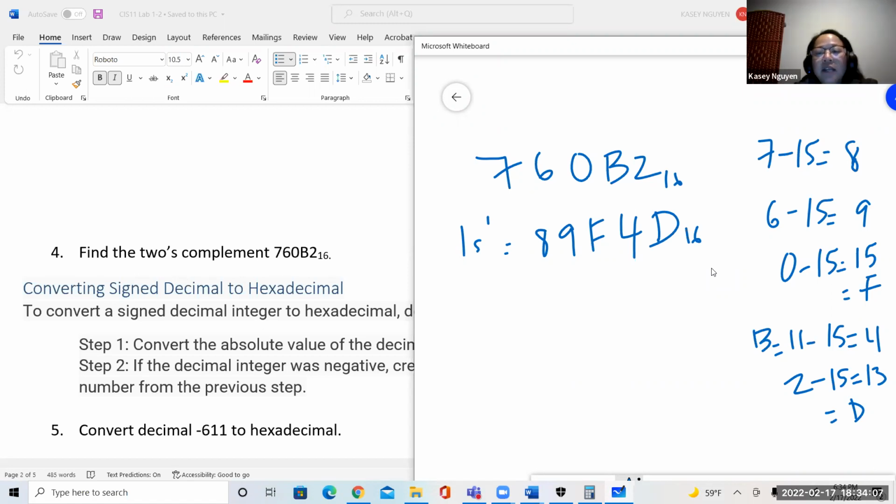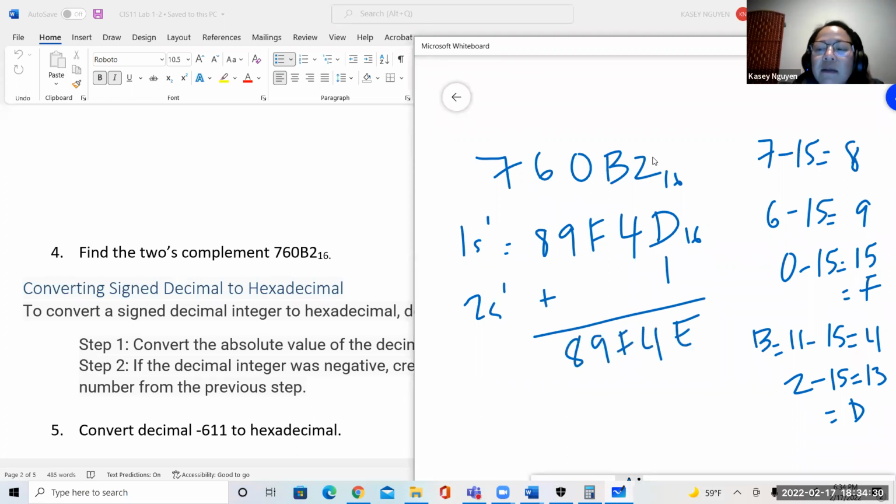So how do I check this answer? You simply plug this into your programmer calculator as a hexadecimal value, apply a negative sign to it, which is the ones complement. So here we're gonna do the twos complement by adding 1. So that will be 8, 9, F, 4, E base 16 is your answer.